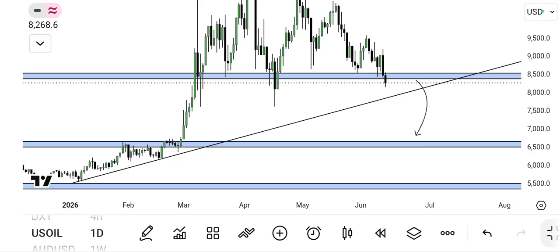So let's go. First, I said I'm going to be analyzing US oil to find the potential on this pair for next week. Now let's go.